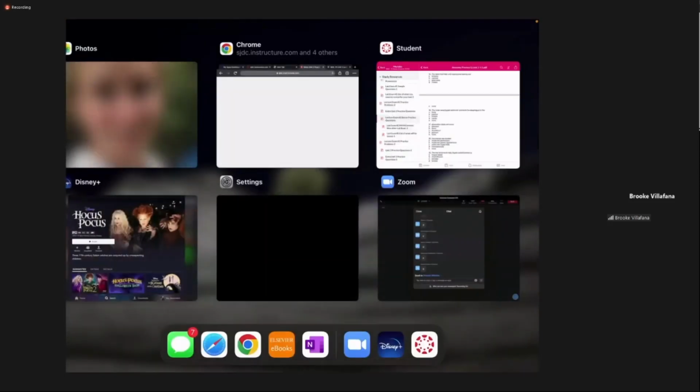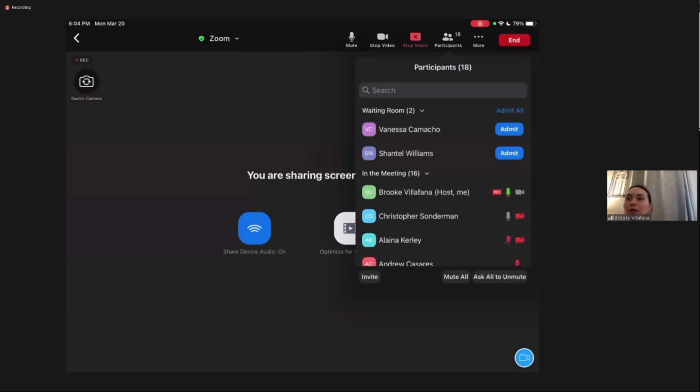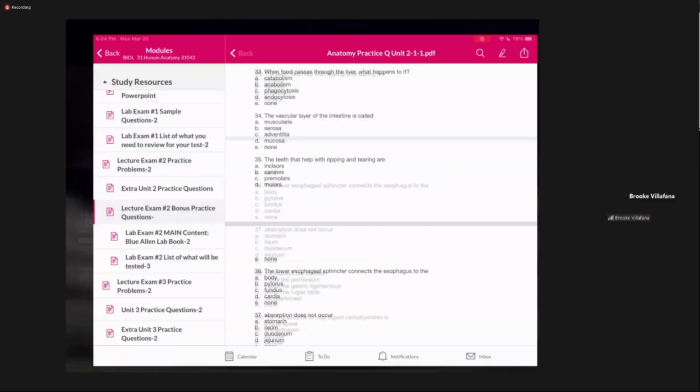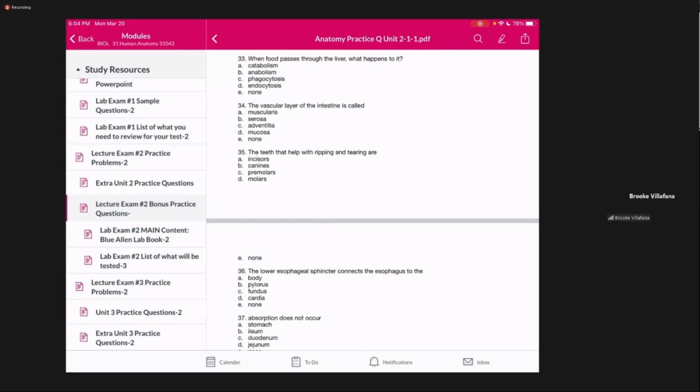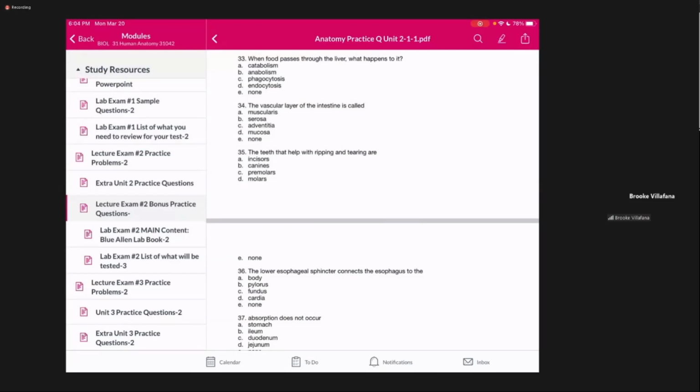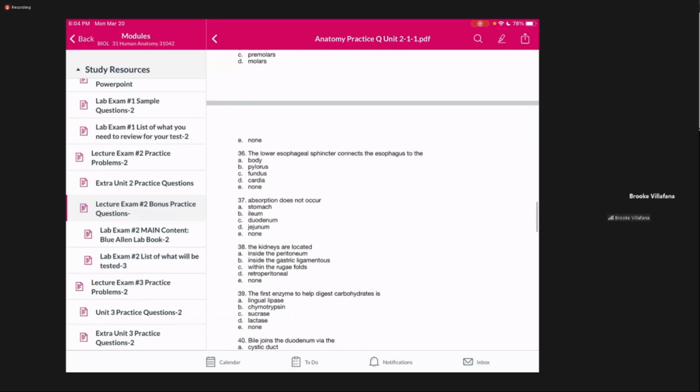35, the teeth that help with ripping and tearing. The teeth that help with ripping and tearing are which of these teeth? So remember to go through your functions of the teeth. You'll get, I think, 2 or 3 questions on the test on the functions of the teeth. So for this one, the answer is B, the canine's function for ripping and tearing.